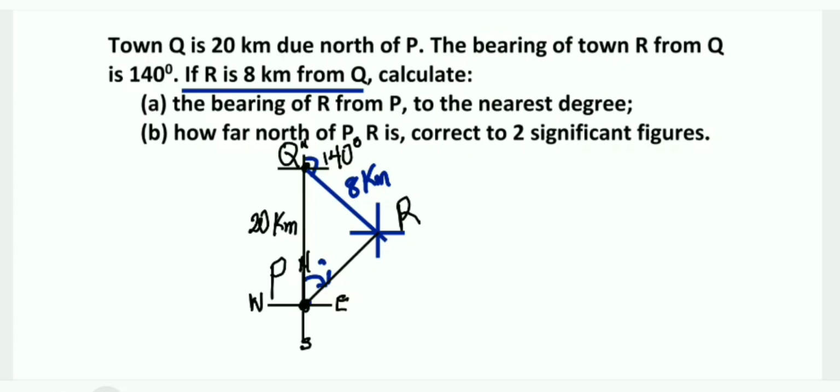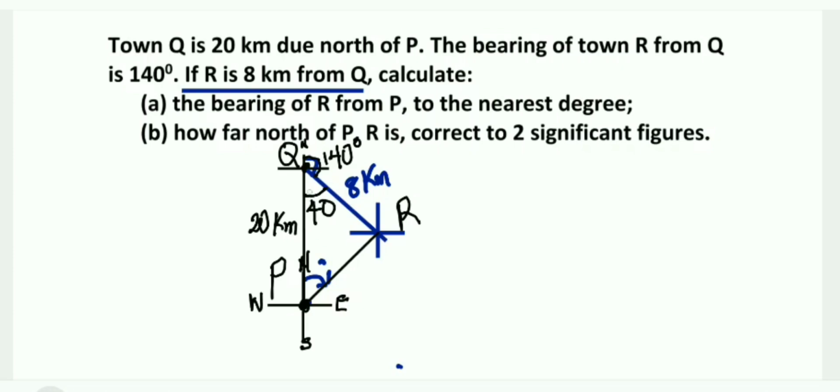Alright, so how do we find this angle? Let's look at all of the information given to us. Can we find this angle here? Yes. Earlier I told you that from here to this point is 140, and then from here to this point would have been 180, angles on a straight line. So the remaining portion, this small part here, will be 180 minus 140, which is 40 degrees.